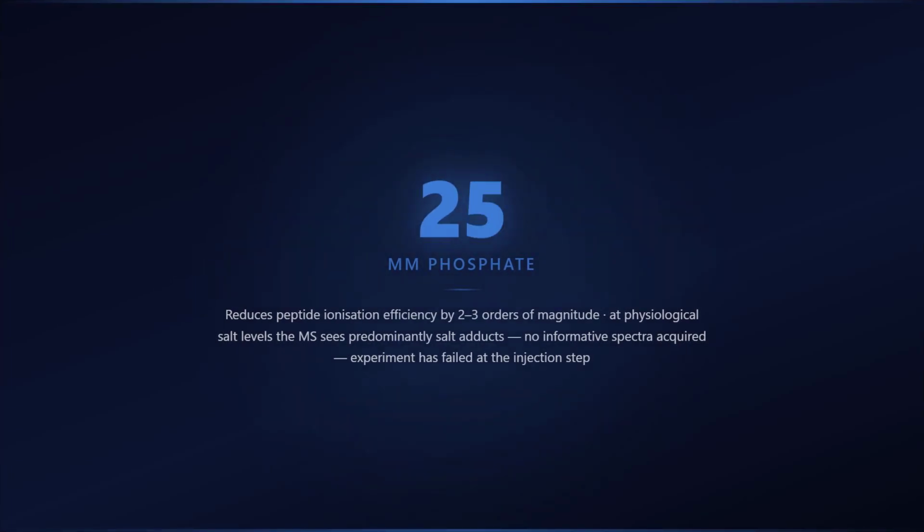Inorganic salts suppress electrospray ionization by competing for charge at the surface of ESI droplets. Even 25 millimolar phosphate reduces peptide ionization efficiency by 2 to 3 orders of magnitude. At physiological salt levels, the MS sees predominantly salt adducts, not peptides. No informative spectra are acquired. The experiment has failed at the injection step before a single useful spectrum is recorded.